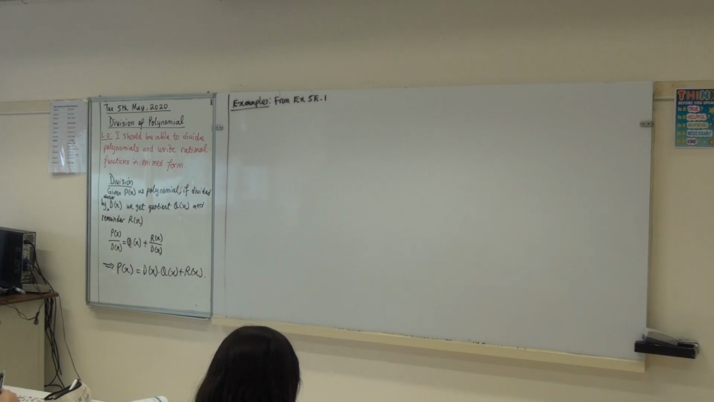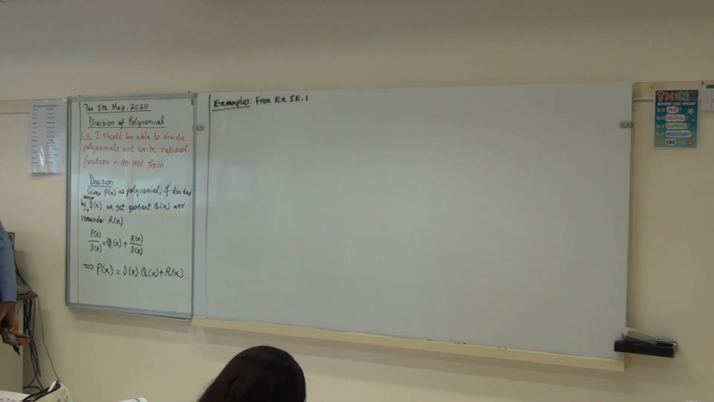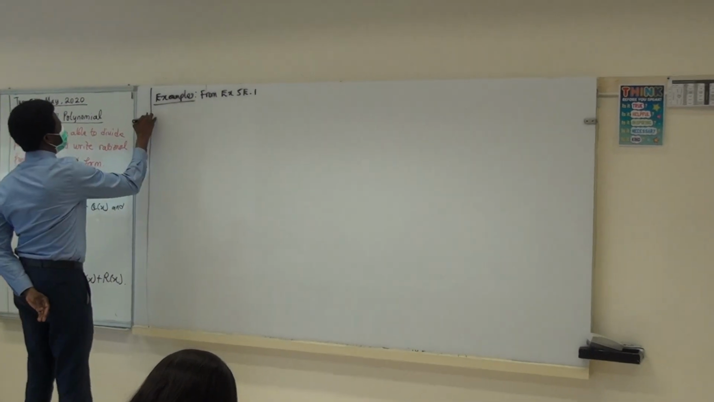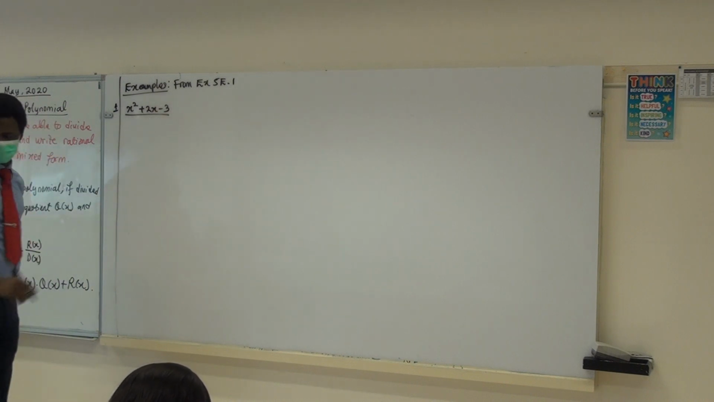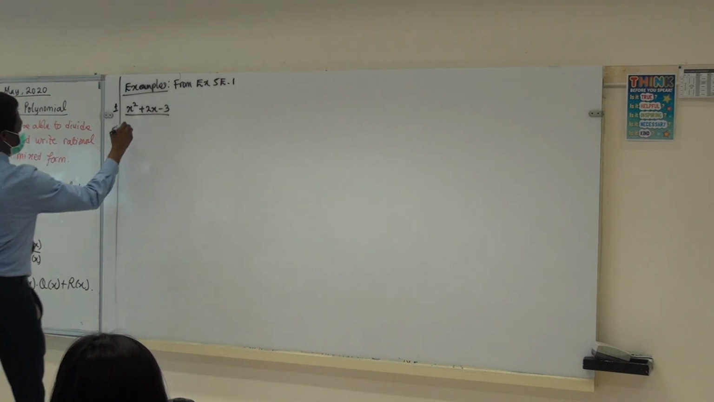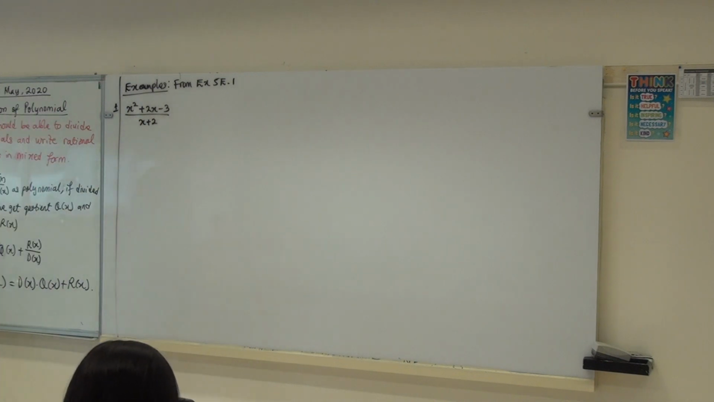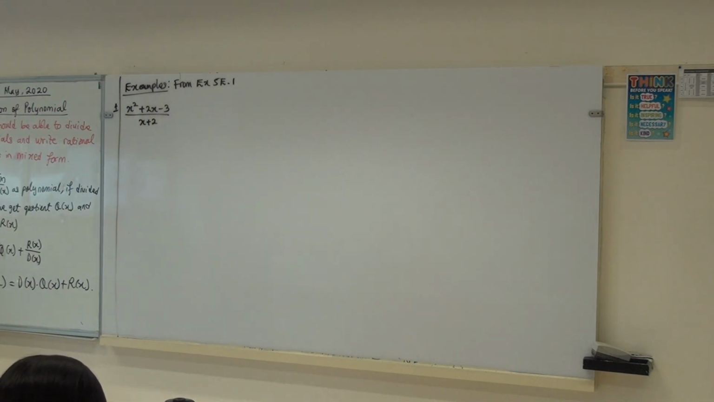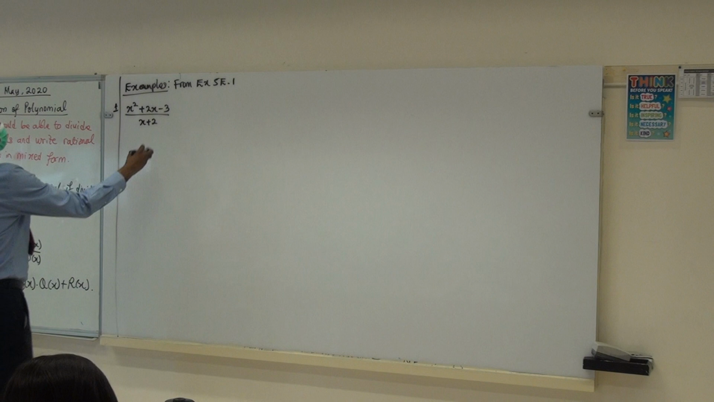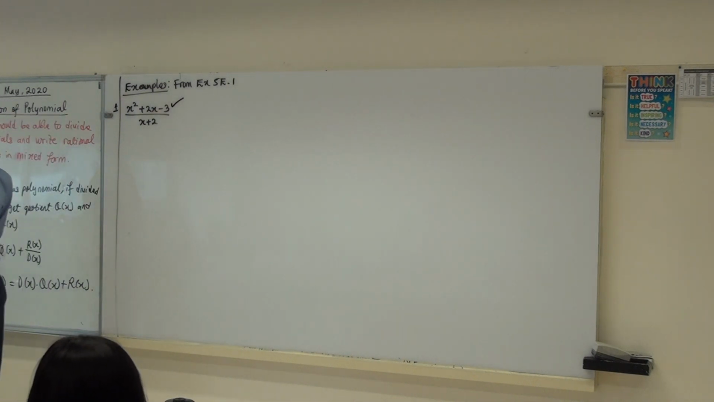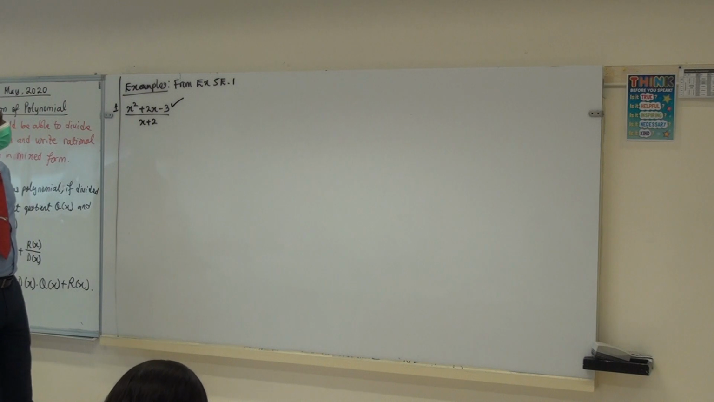Alright, so let's look at the first one. x squared plus 2x minus 3 divided by x plus 2. So you want to find the quotient and remainder, then write the polynomial in that form. Again, this is your polynomial. This is your divisor. So let's find the quotient and remainder.